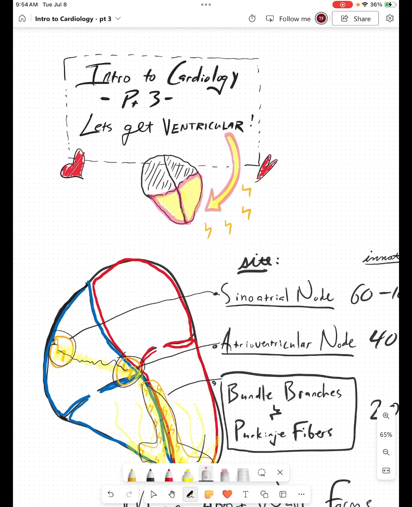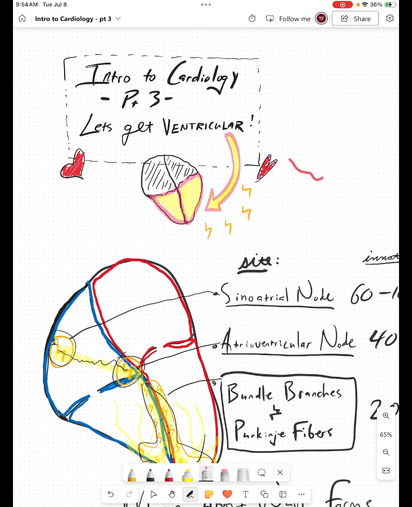Hello, welcome to Intro into Cardiology, Part 3, which is titled, Let's Get Ventricular. Spoilers, we are talking about ventricular rhythms. In the previous videos, we talked about the anatomy and physiology of the heart, the electrical conduction system, sinus rhythms, atrial rhythms, and junctional rhythms. Let's get into ventricular rhythms.